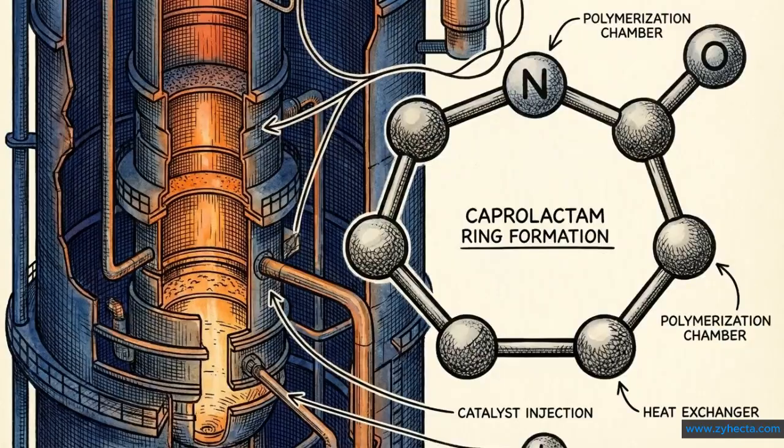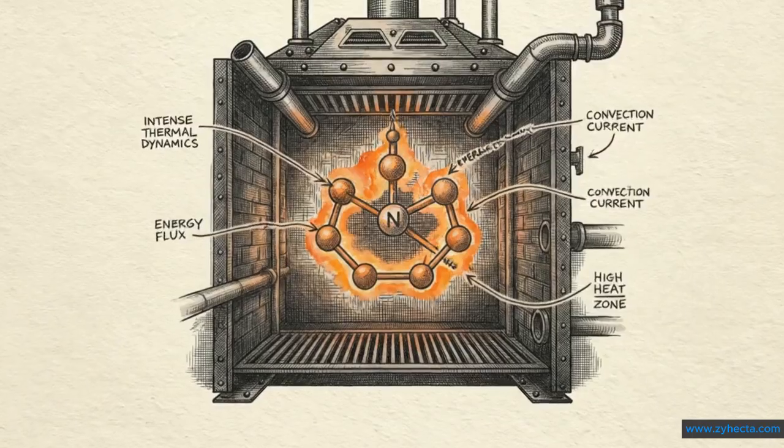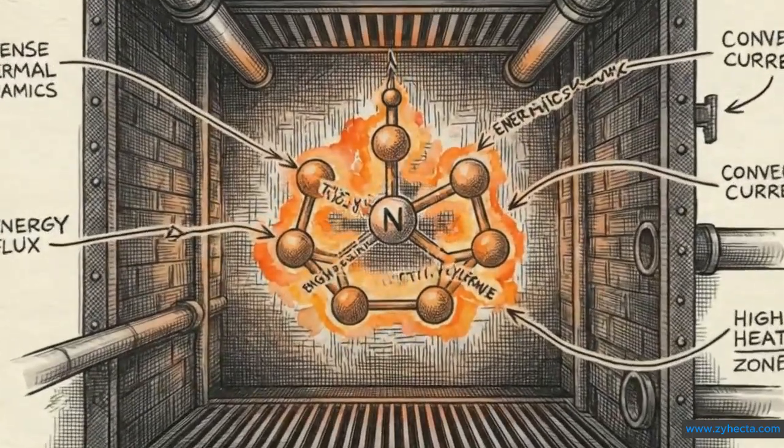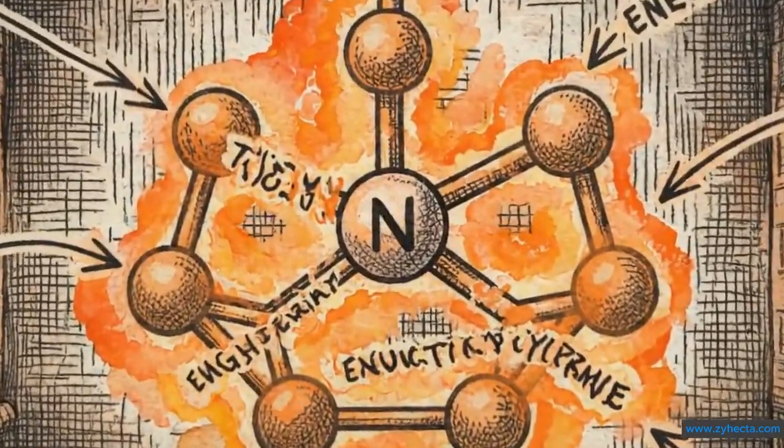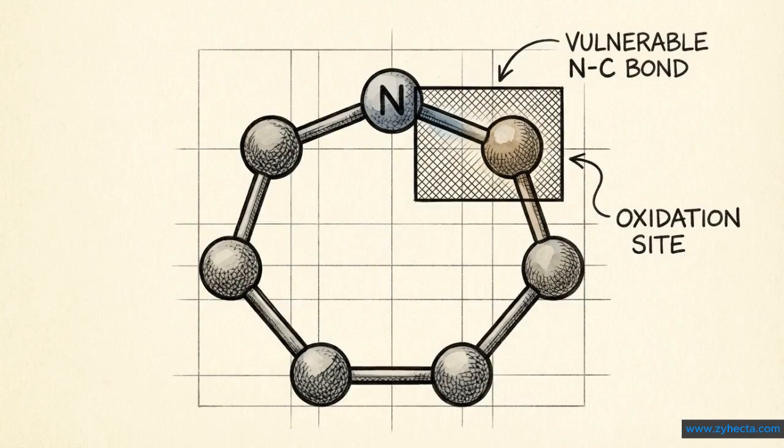The Beckmann rearrangement is an energy-intensive industrial hurdle, but it's the necessary path to creating the specific molecular geometry, giving nylon 6 its industrial utility. So why expend so much energy to build this 7-membered ring if the goal is a long-chain polymer? The structure is built specifically so it can be controlled.